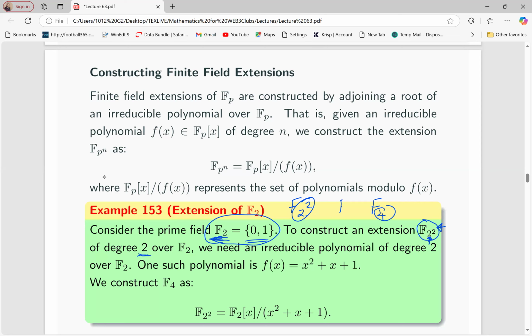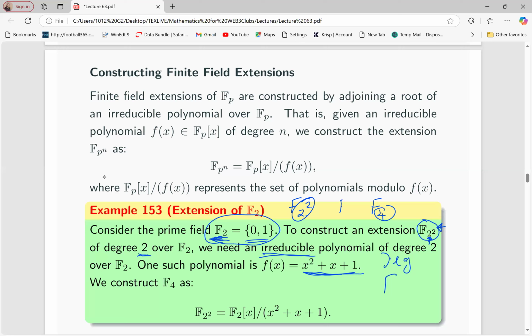So you see, for you to create F2, you need a polynomial of degree 2. So this polynomial of degree 2 must be irreducible. We had looked at irreducible polynomials. So you come up with an irreducible polynomial, you think of an irreducible polynomial of degree 2.